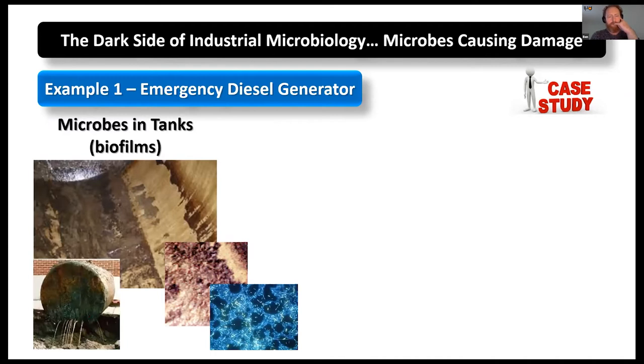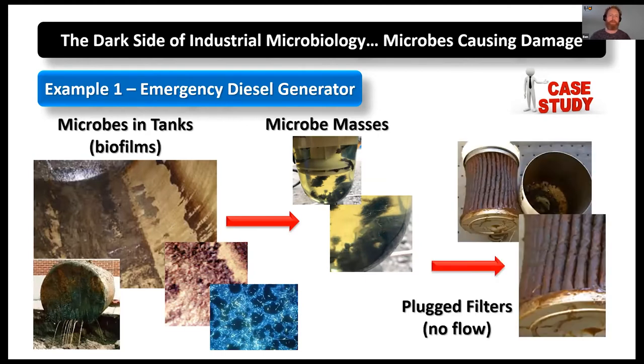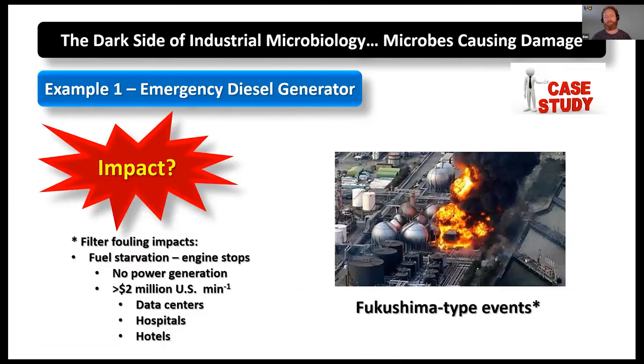Left unattended, you turn your tank into a colander. This tank was pulled out of the ground because it had just a few holes that had been drilled by microbes. Microbes, this mass that's growing on the walls, can also come free, floating in the fluid. And when that happens, you can then quickly slime over filters, and that's what prevents fuel from making it through the filters. The impact, as I mentioned, fuel starvation stops engines.